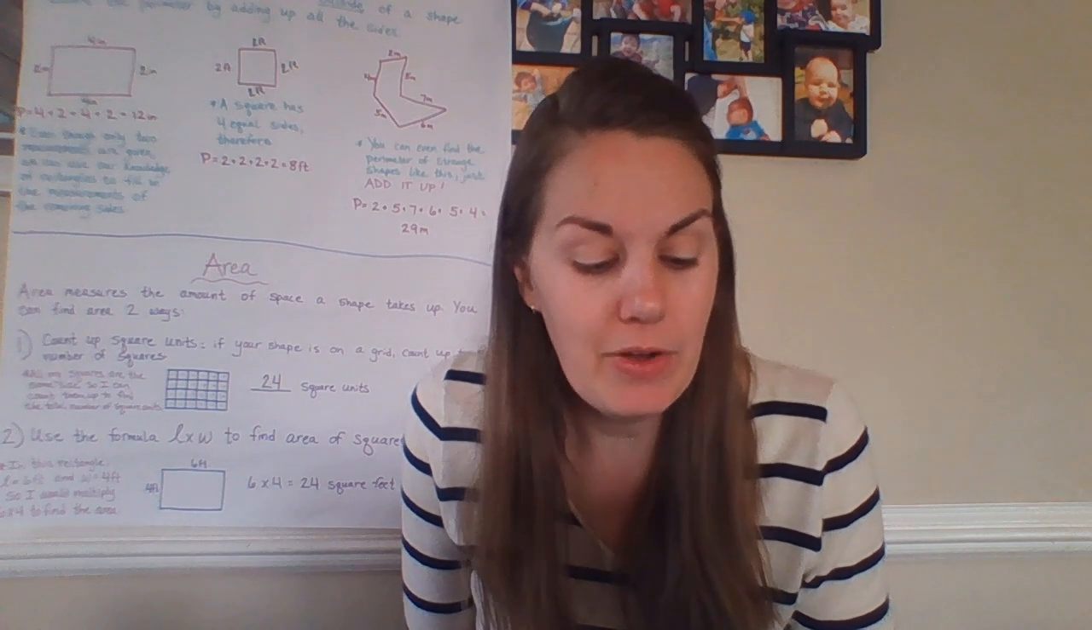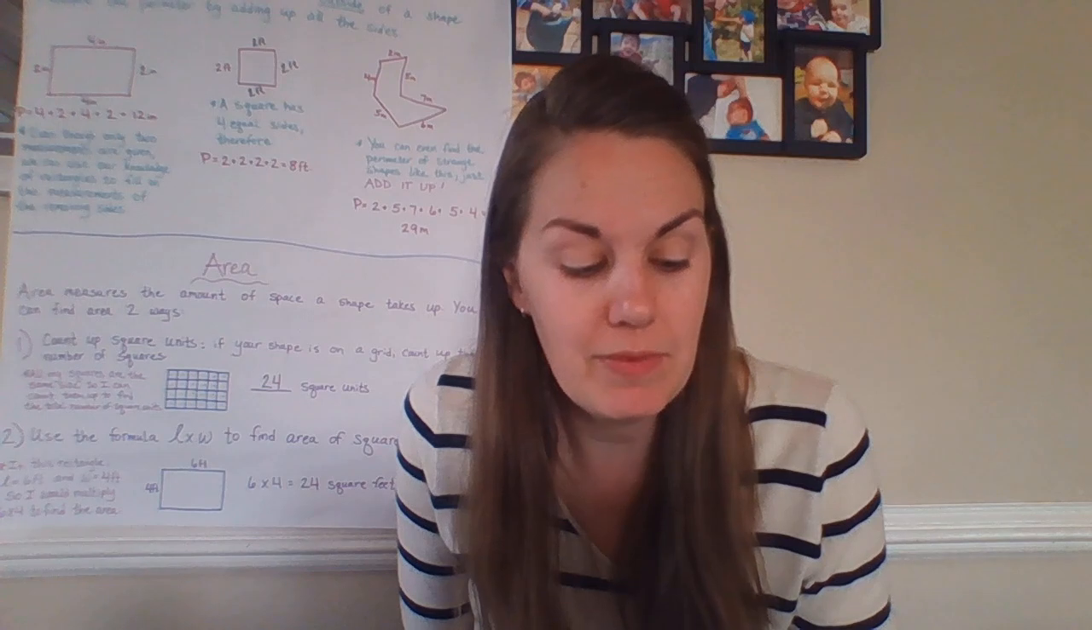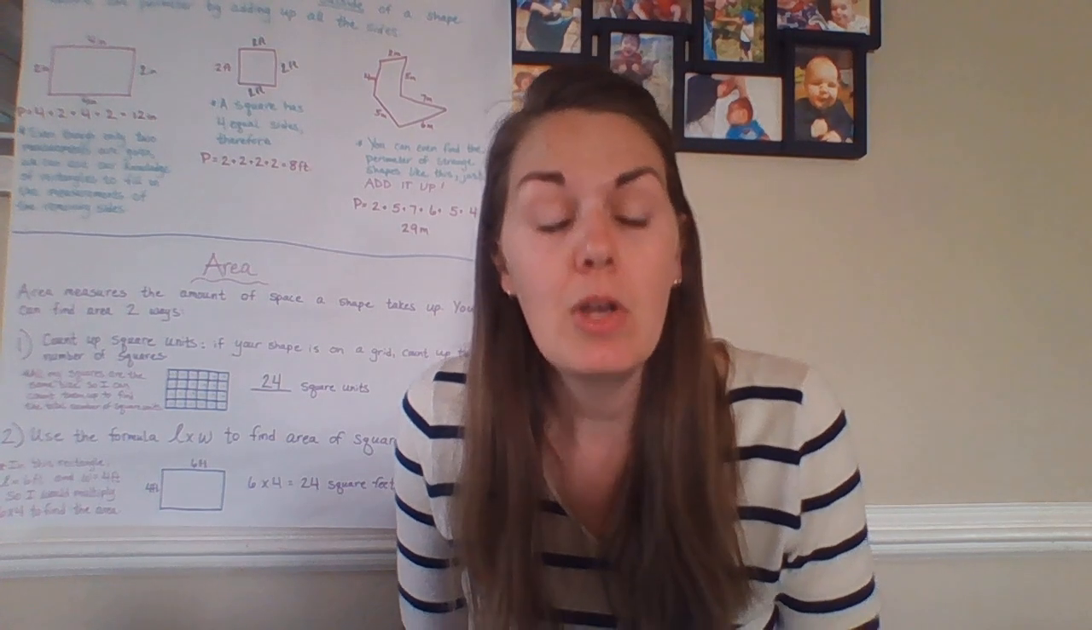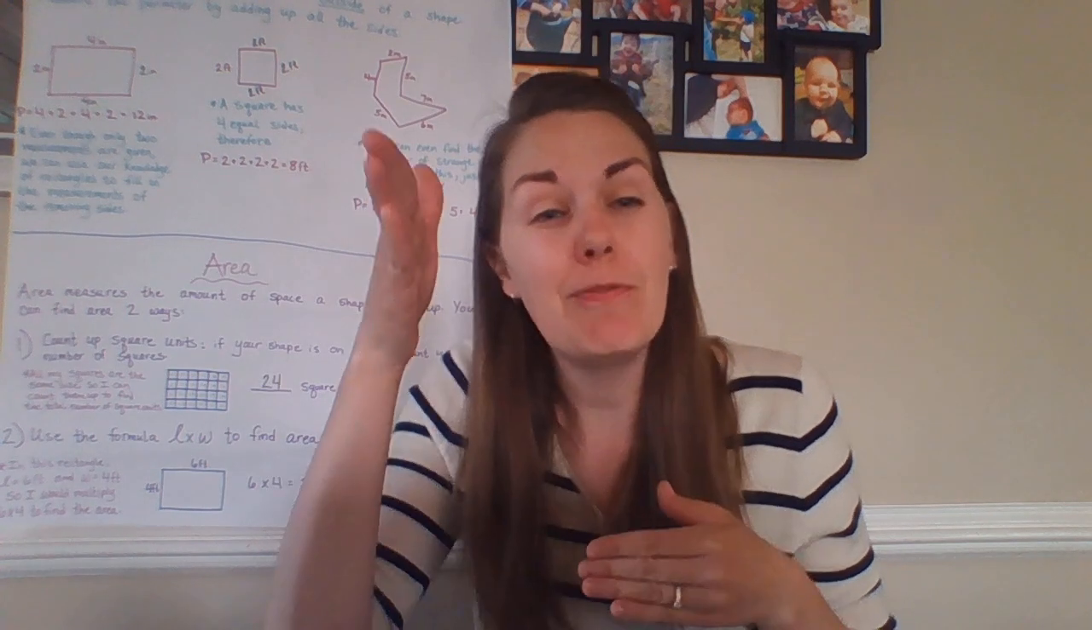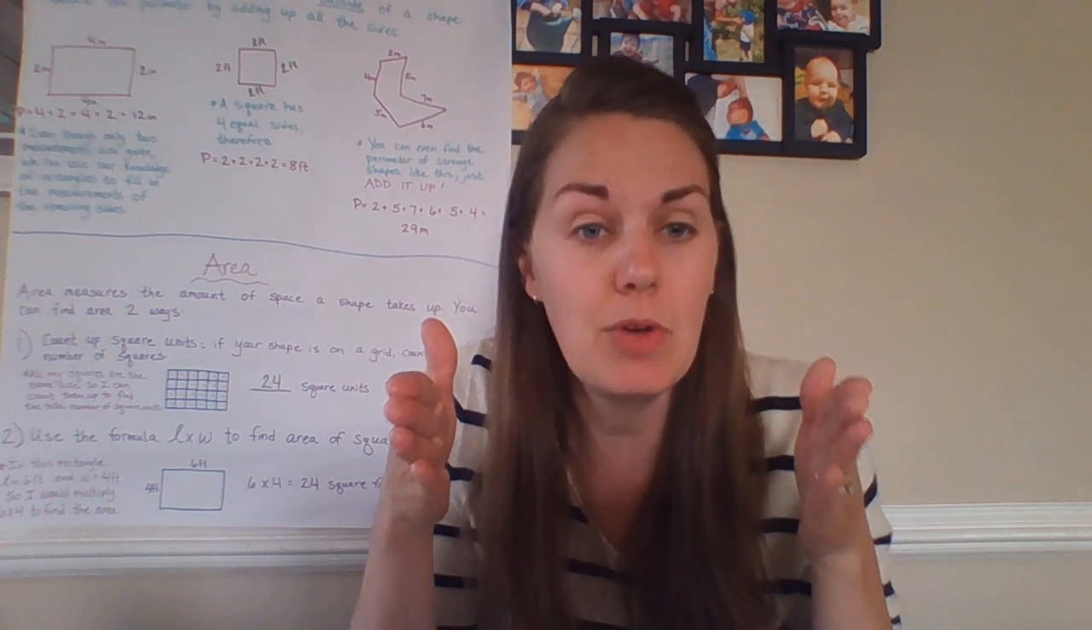F says, explain how you can find the length of the other two sides of the rectangle. So remember, we have 24 feet left over of fencing, but we have two sides that we need to cover with it.